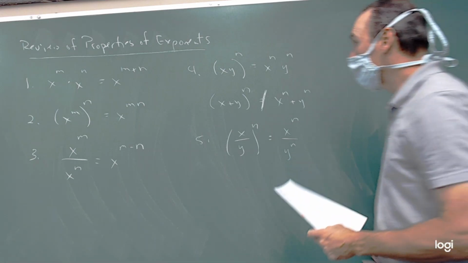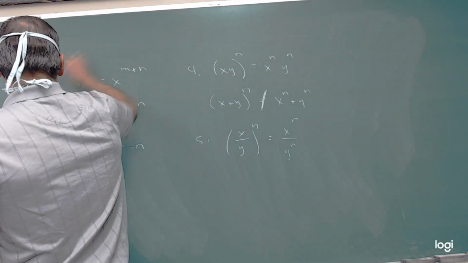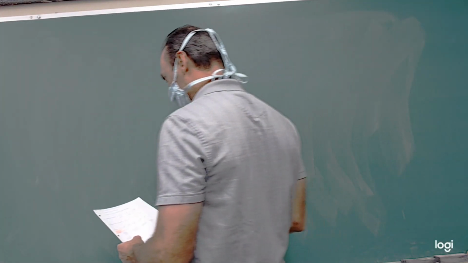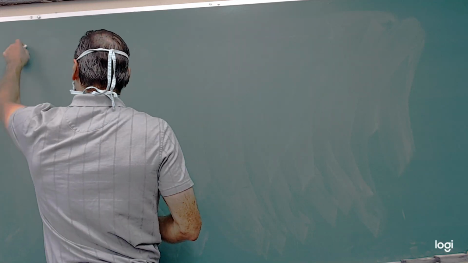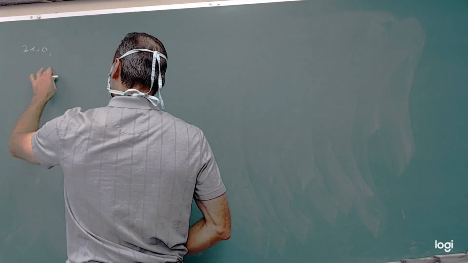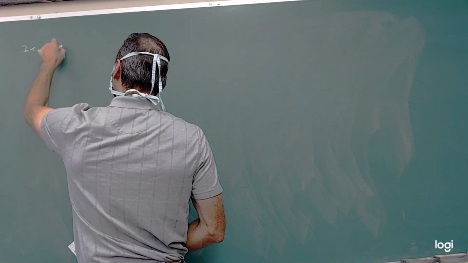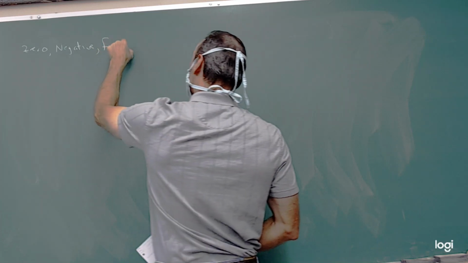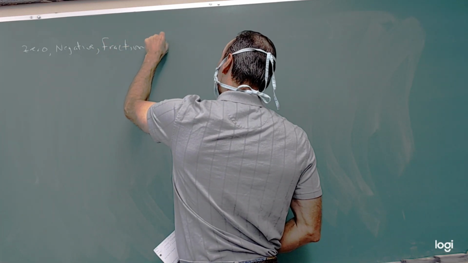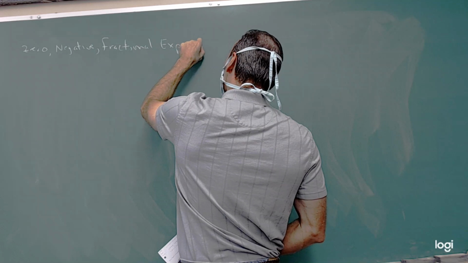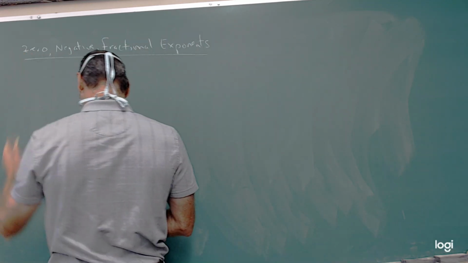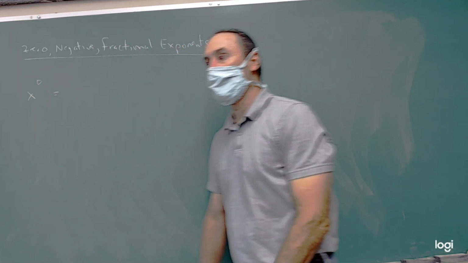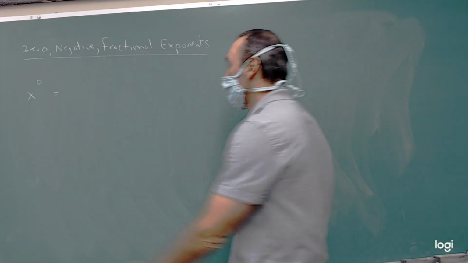Okay, so we'll get to that in a moment. And remember what we do with zero, negative, and fractional exponents. These are also oftentimes a source of confusion. Zero, negative, and fractional exponents. And so we know that anything to the zero power is one. One, good, not zero, but one.